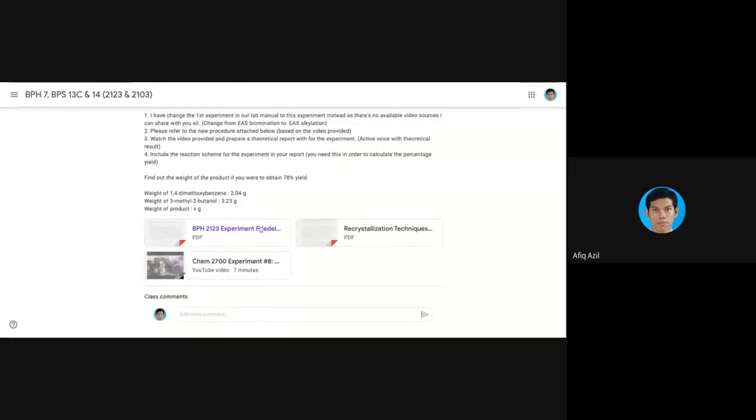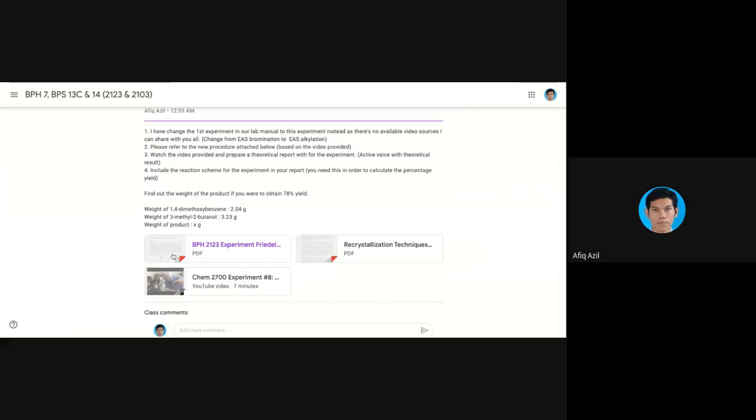So over here I have put in the Google Classroom the new manual, and also some notes on recrystallization techniques. So basically these are the general notes on why you should do recrystallization and what are the general methods that are normally used. So please read. Because this can be applied for the synthesis of benzotriazole and the coumarin synthesis as well. Okay, and the raw data has been given over here.